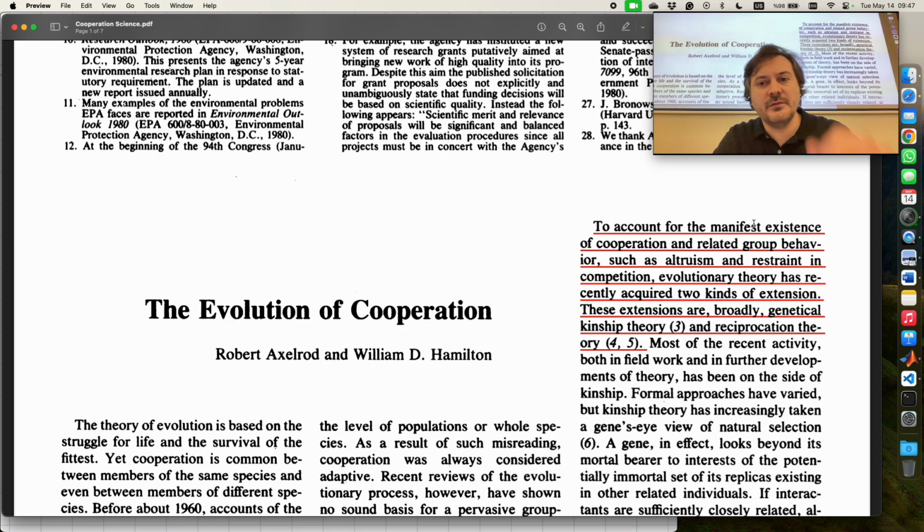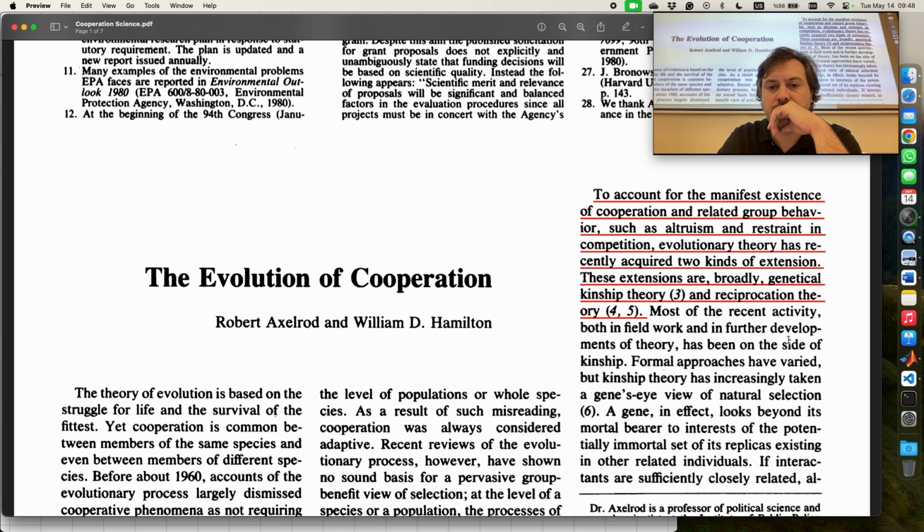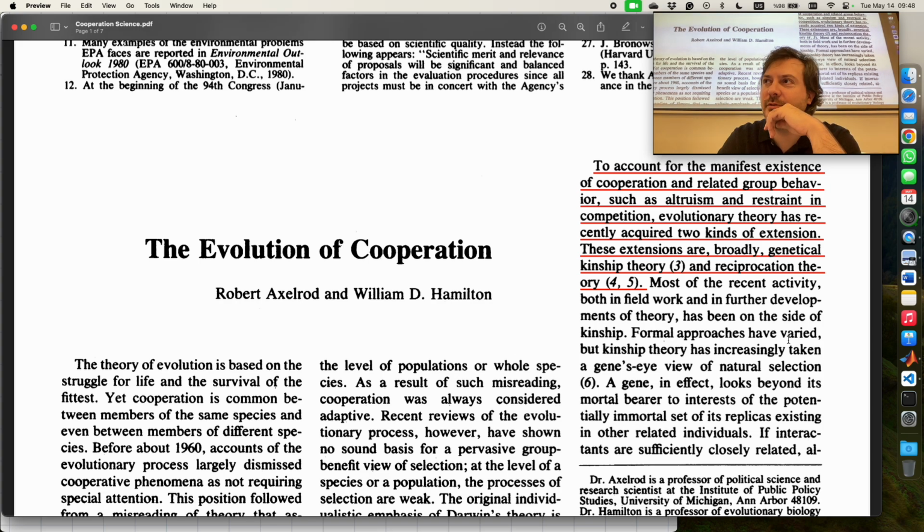To account for the manifest existence of cooperation and related group behavior, such as altruism and restraint in competition, evolutionary theory has recently acquired two kinds of extension that I mentioned. These extensions are broadly genetical kinship theory, this one, and reciprocation theory. Or what did you call it? Mutualism? Yes. Or symbiosis, or whatever you call it. Symbiosis is not a good word? I am not sure. Okay.